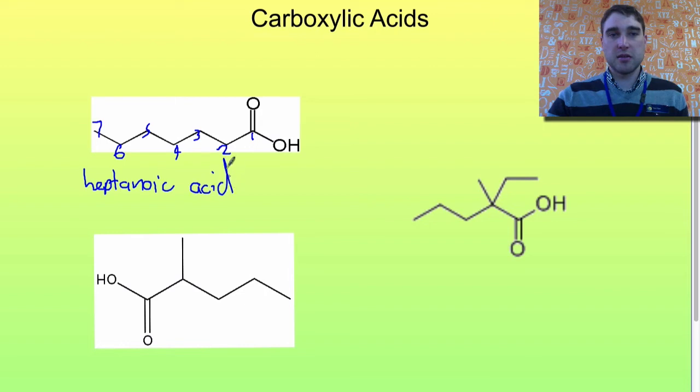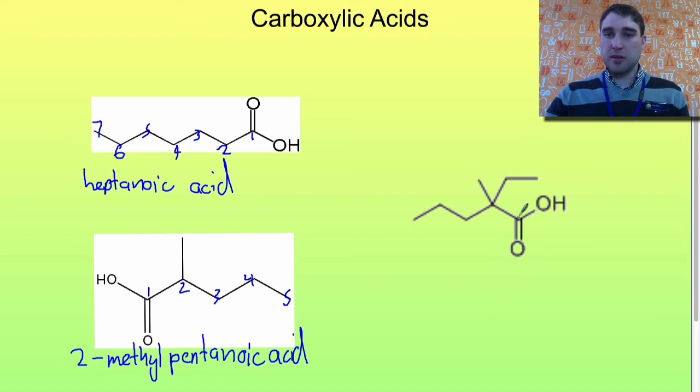Alright. We've got some more complicated ones down here. We've got a branch coming off here, so we've got a methyl branch. So we've got carbon 1, 2, 3, 4, 5. So on carbon 2, we've got a methyl group. So 2 methyl, and 5 is pentanoic acid. So pentan, the suffix oic acid.